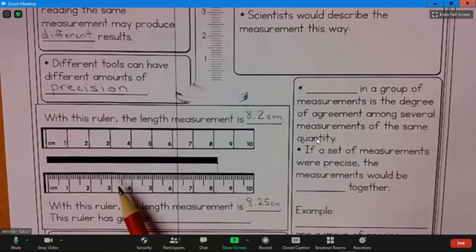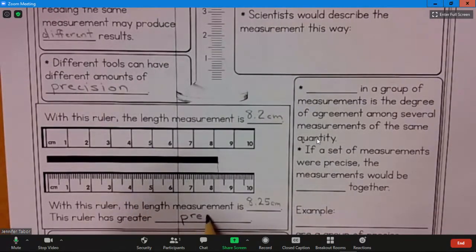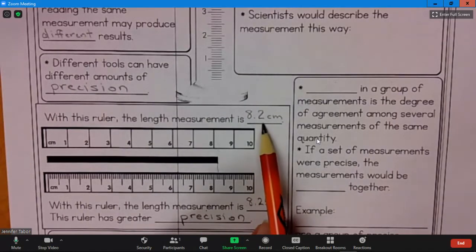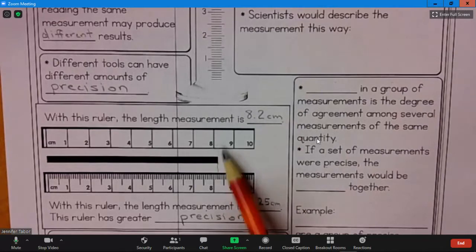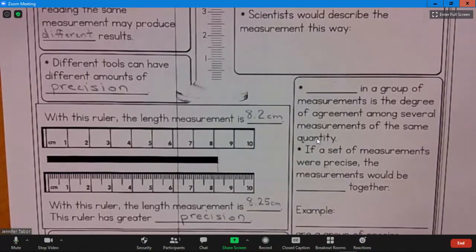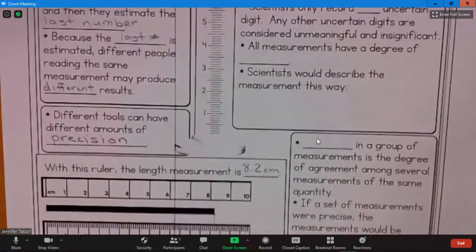So with that, we can say that this second ruler is more precise, or it has greater precision, because it has those extra millimeter marks. So we can get 2 places past the decimal instead of just 1. I only get 1 number past what's written on my ruler, right? I can't go out any further on this. I get 1 estimated number. Okay.